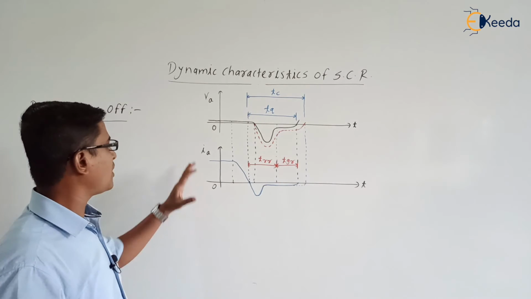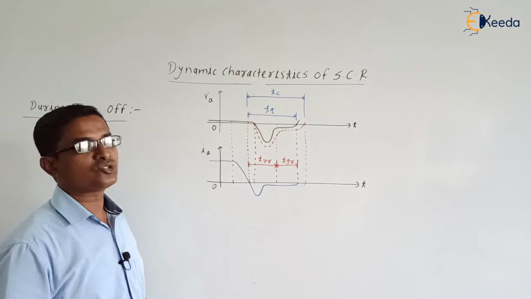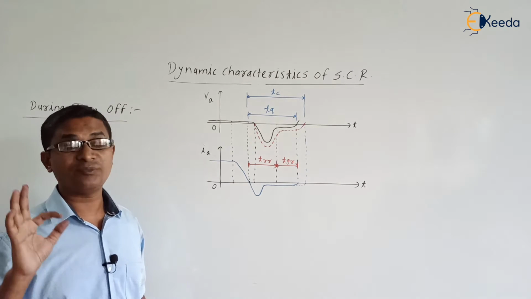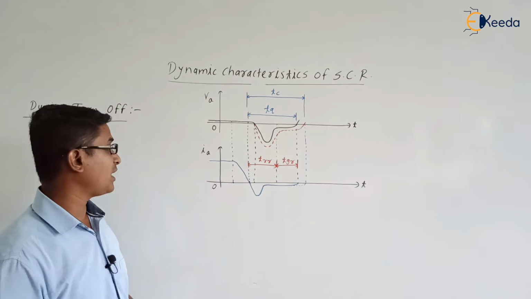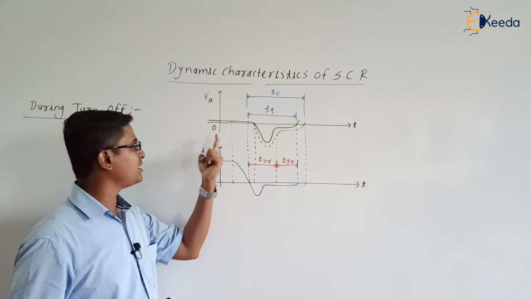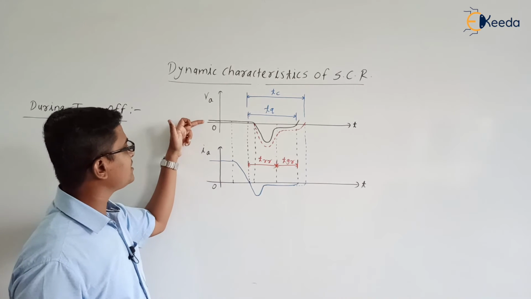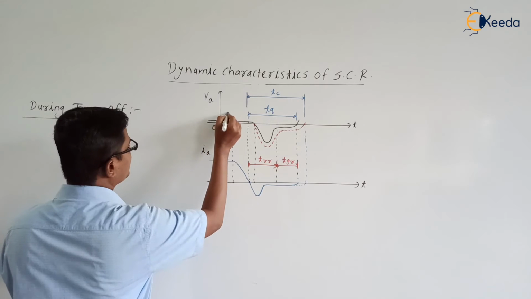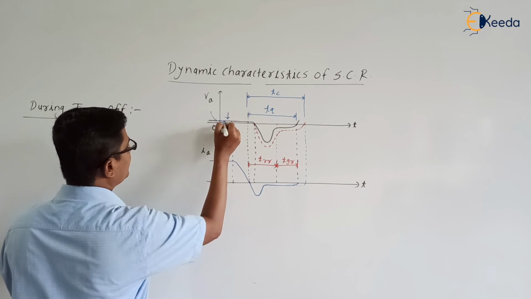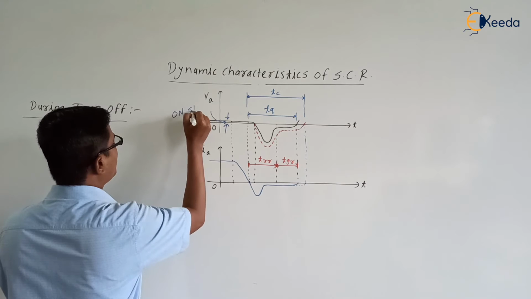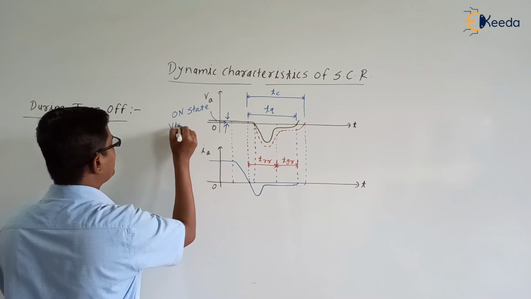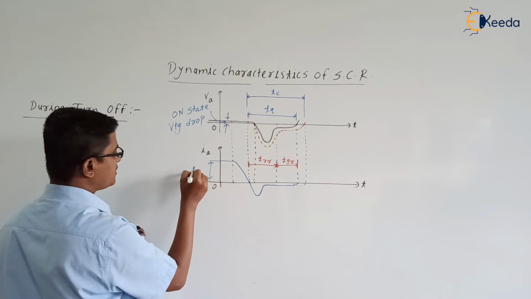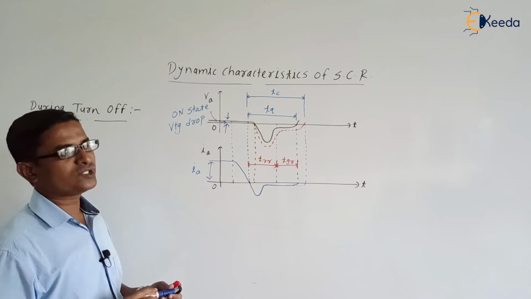Now coming to the characteristic. As I said, this is the turn off characteristic during turn off. Our SCR is in the on state, right? When the SCR is in the on state, what is the voltage across the SCR? It is the on state voltage drop, right? Are you getting the point? This voltage is nothing but the on state voltage drop, and this current is the on state current which was flowing through the SCR, right?